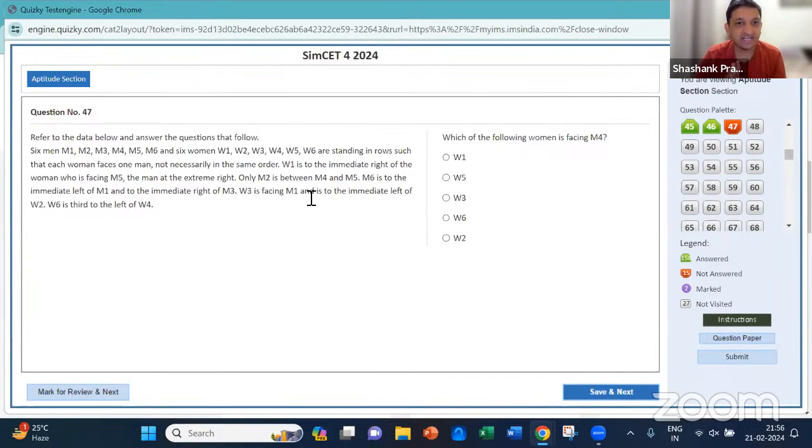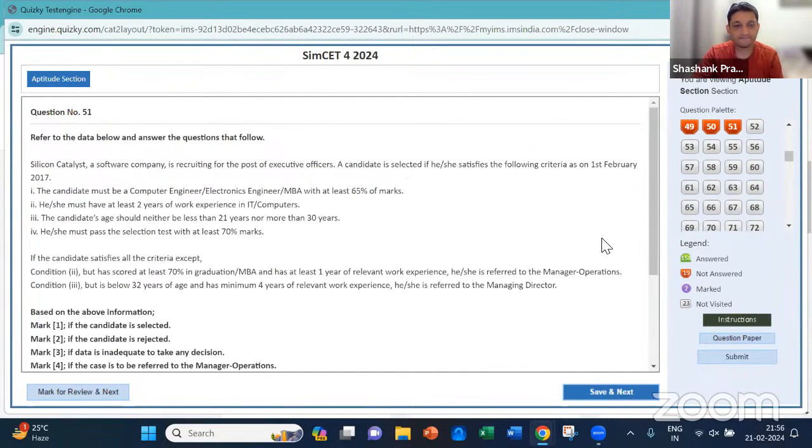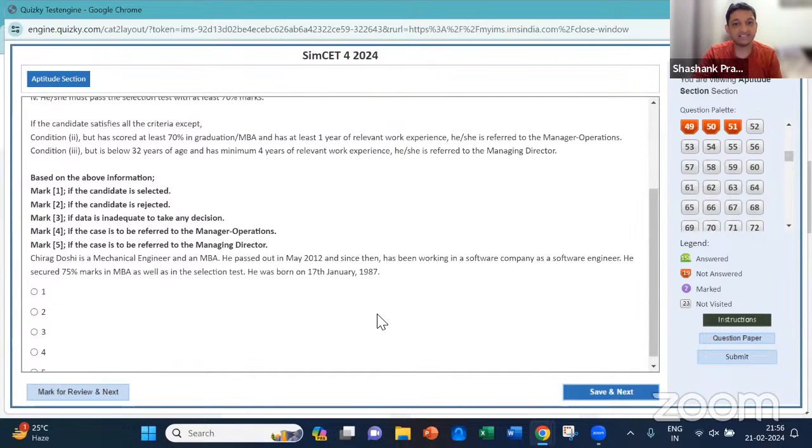6 men, 6 women are standing whatever and doing whatever, doesn't matter. I'll mostly not go for this. Let's see what happens. Acha, candidate is rejected. This is again a manageable question without pen and paper.